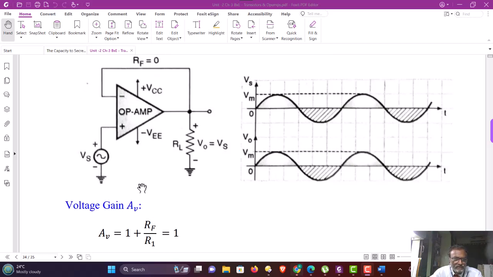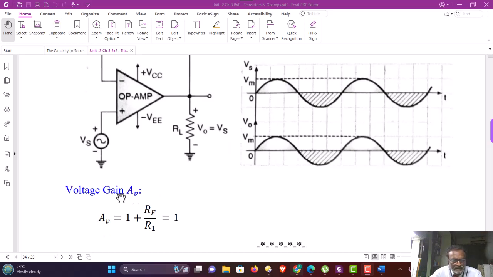In the non-inverting configuration, if RF is set to 0, meaning short circuit, and R1 is open circuited, then this configuration results. It means the output terminal is directly connected and feeds the output voltage directly back to the inverting terminal. And input is as usual applied to the non-inverting terminal. Since input is applied to the non-inverting terminal, this is a non-inverting amplifier.